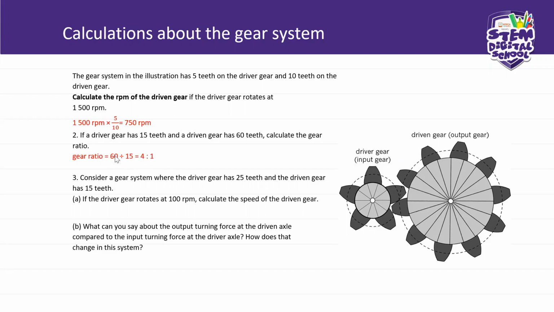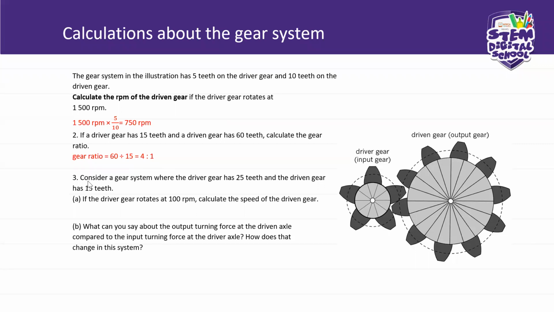Number of teeth on the driven gear divided by the number of teeth on the driver gear. So your answer will be a ratio because it's gear ratio. So it will be 4:1. What does it mean? Okay, it means for 1 revolution on the driver gear, there are 4 revolutions on the driven gear.